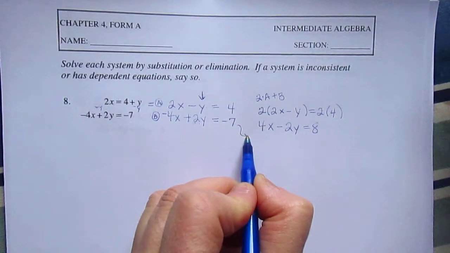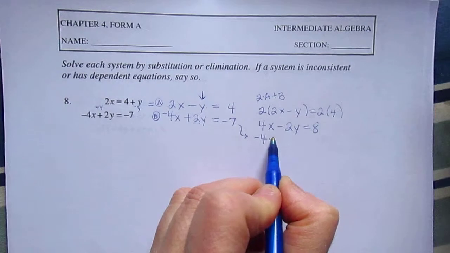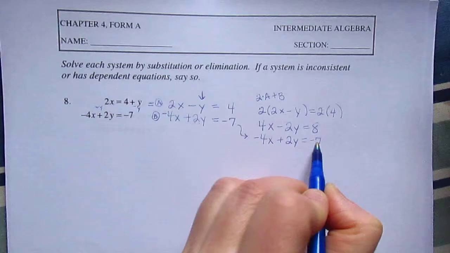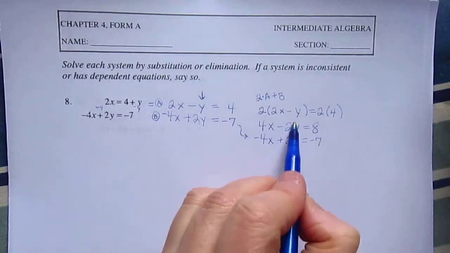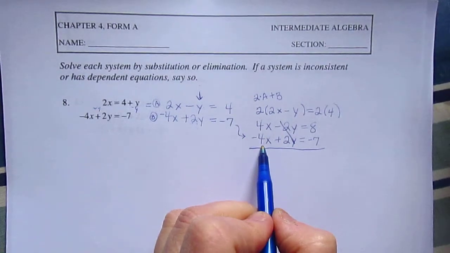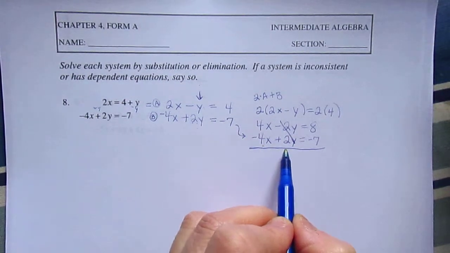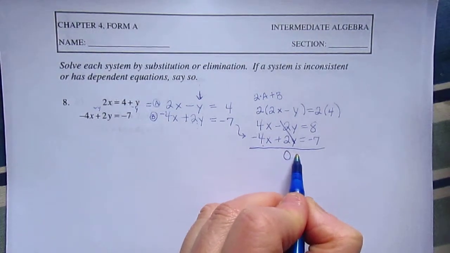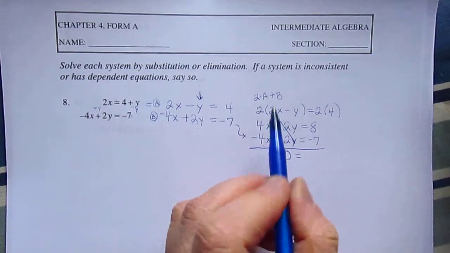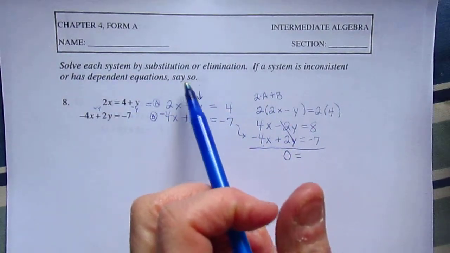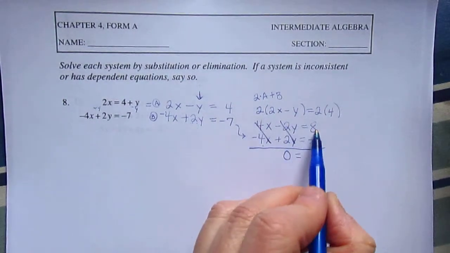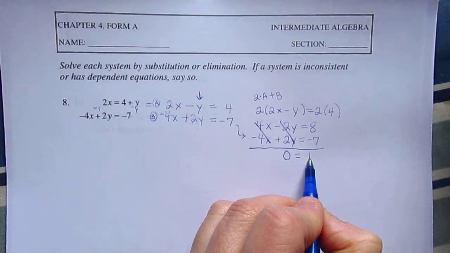Now I need to add B, so I'm going to move this underneath, and I can add straight down. Wait a minute. What was I eliminating? I was eliminating the y's. That happens, but notice how the x's also eliminate. So I don't have anything left on this side, and on this side. So this is one of the special cases. If the system is inconsistent or has dependent equations, say so. So I don't have anything on the left side. Over here on the right, I don't have 0, I have 1.